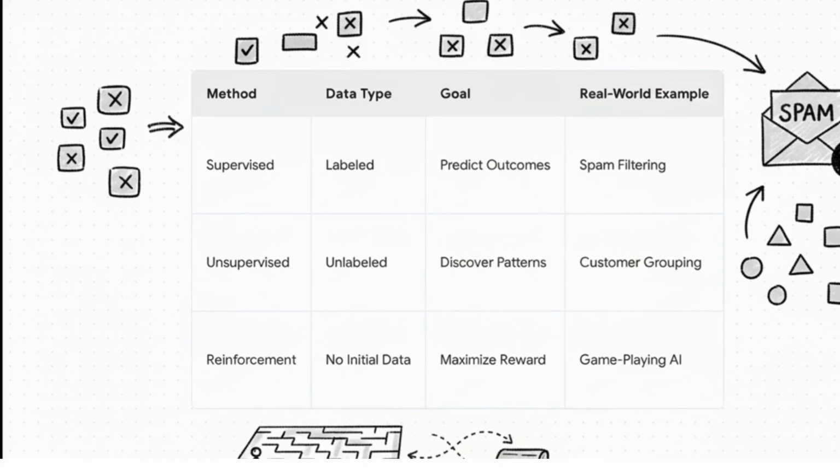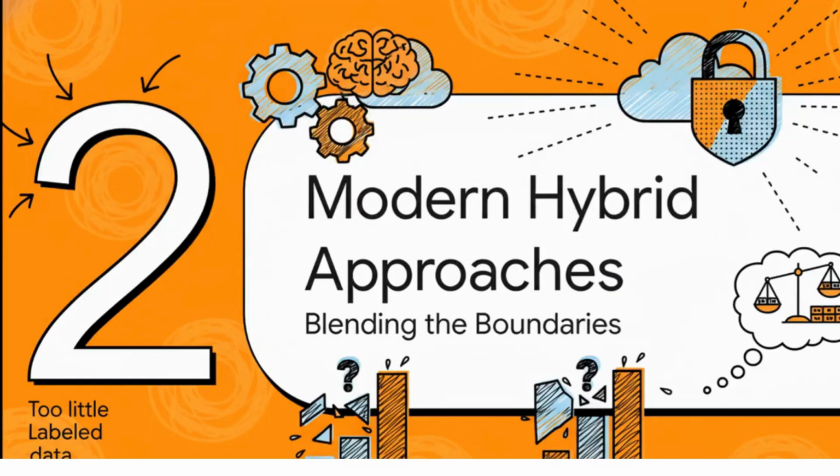The really cool part is that in the real world, these often get mixed together. You might use unsupervised learning to find customer groups and then use supervised learning to predict what each group will buy. Now, those three core methods are super powerful, but let's be real.